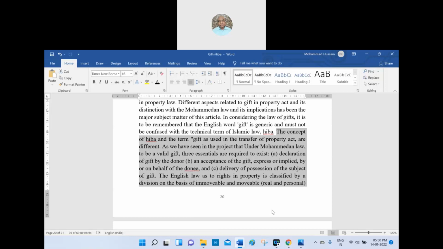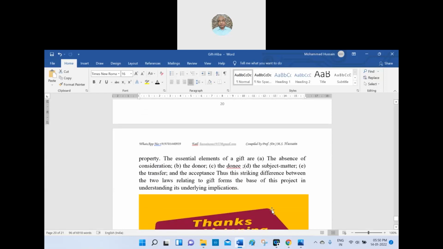In English law, property is classified on the basis of movable and immovable, and real and personal property. But there is no such distinction as real, immovable, self-acquired and ancestral. There is no such distinction we will find in the Muslim law, but we will find it only in the English law and the Transfer of Property Act also.